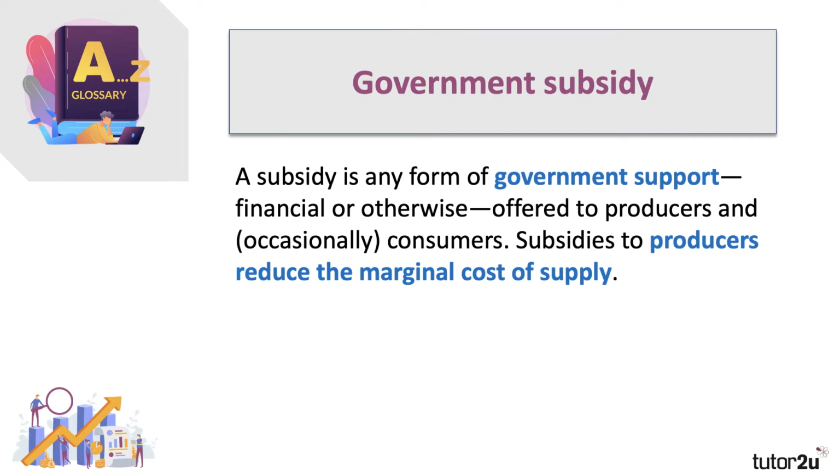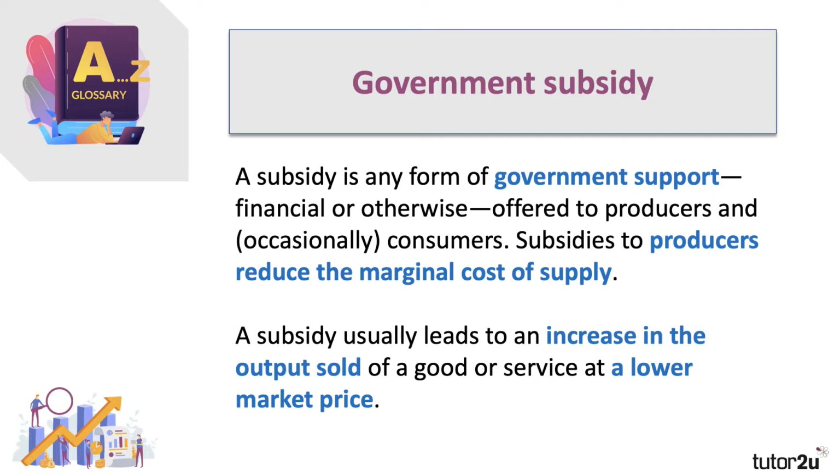And a subsidy to a producer tends to reduce the marginal cost of supply. It brings down the costs of supplying extra units to the market. Normally, a government subsidy leads to an increase in the output sold of a good or service and at a lower price. And indeed, the price going down is the catalyst for an extension of demand.